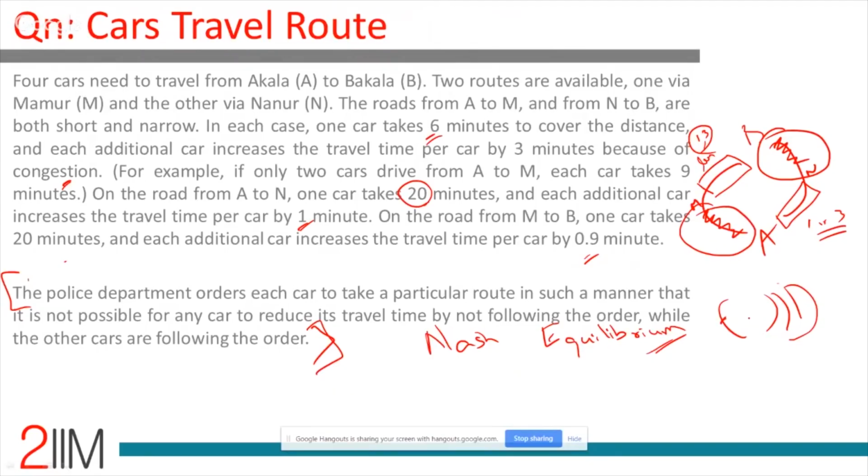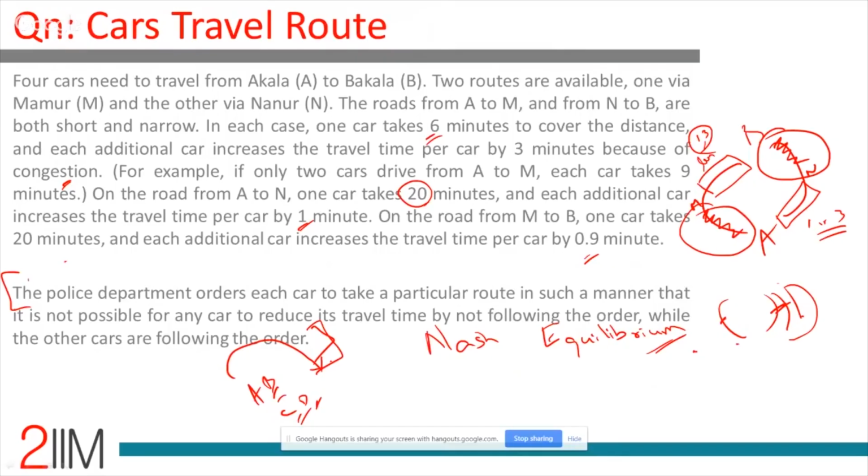Orders each car to take a particular route in such a manner that it is not possible for any car to reduce its travel time by not following the order, while the other cars are following the order. So if these 2 guys come here and this guy goes there, then the order might shift. There are 4 cars, A, B, C, D. If B, C, and D follow the rules, but A does something funny, then it should not be possible for A to do better. And so no guy should be able to unilaterally improve his time.